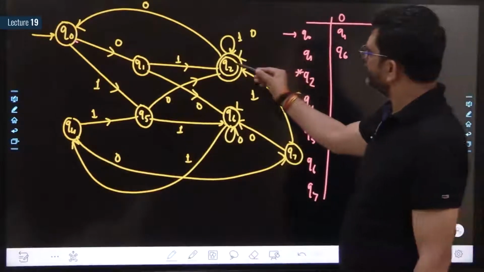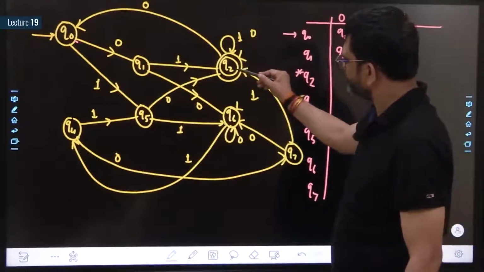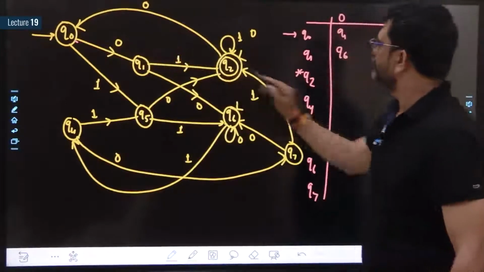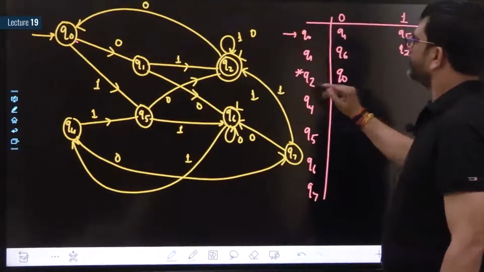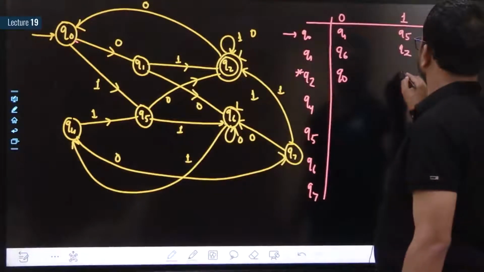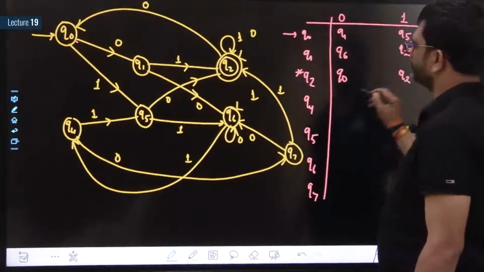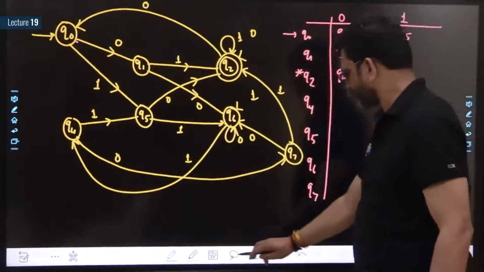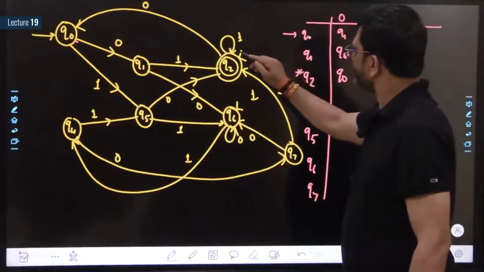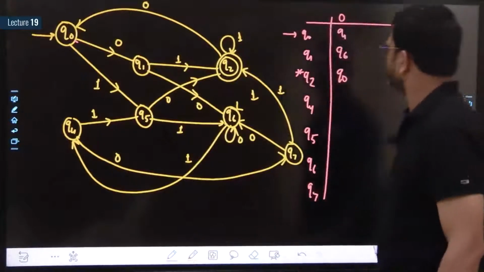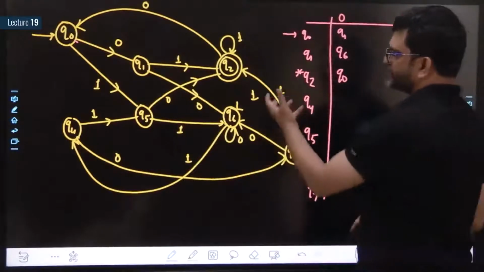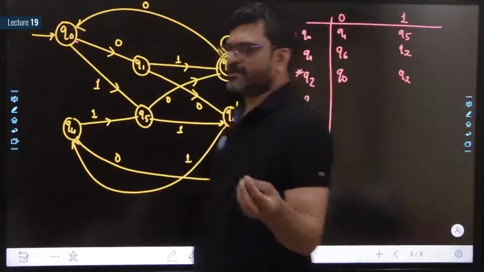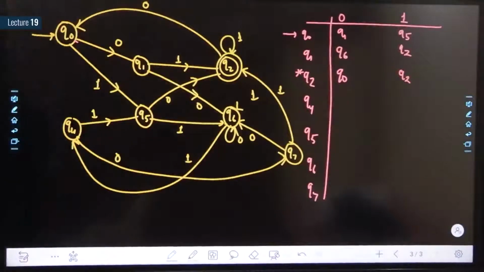Q2 on 0, where is 0? Q0. Q2 on 1, Q1. Sorry, Q2. Okay. Q4. Now check, because we delete Q3, because Q3 is the unreachable state. Unreachable state. Clear?